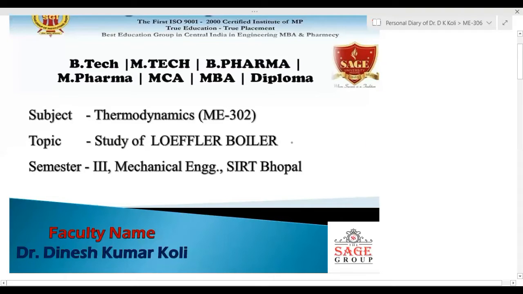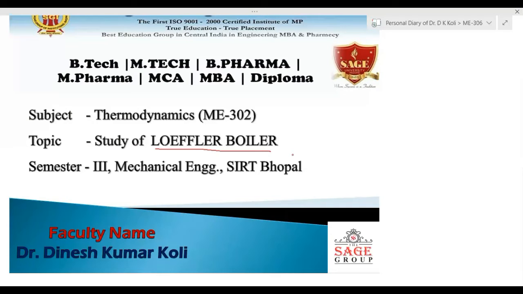In today's class, we will study the Loeffler boiler. Earlier, you have studied the Lamont boiler, then the Benson boiler, and today you are studying the Loeffler boiler. Actually, these are all high pressure boilers, which work above a working pressure of 100 bar.